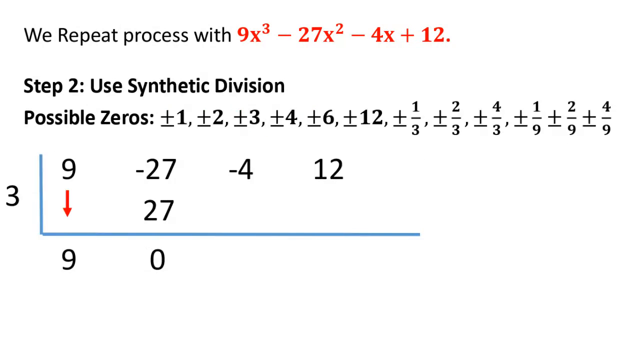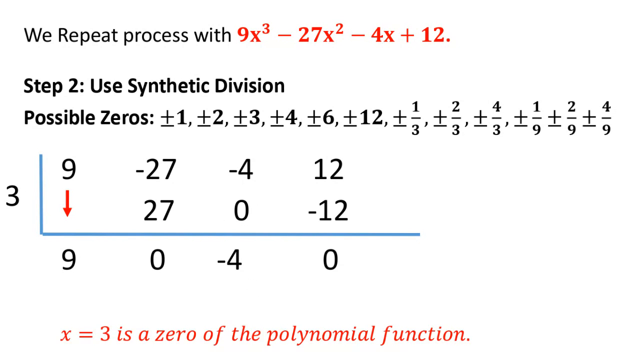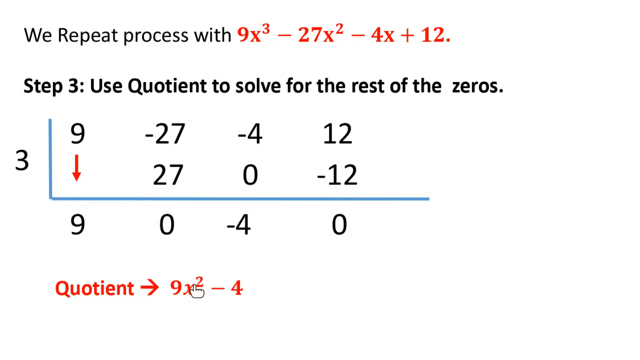So for my possible zeros, I'm going to use 3. You can use anything. You could have started with 1 again. But to save us time, I'm going to use 3. We go down. 9 times 3 is 27. Plus negative 27 is 0. Times 3 is 0. Negative 4 plus 0 is negative 4. Times 3 is negative 12. So 3 is a 0. So that's great. So you want to keep doing this until you end up with a quotient that is quadratic, because when it's quadratic, then we have different methods that make it easier to solve, like the quadratic formula, the square root property, factoring, and so on.